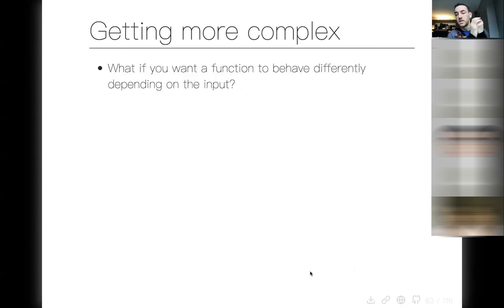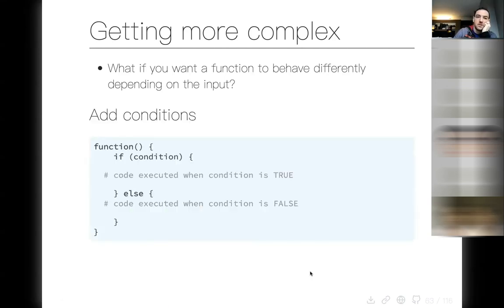Okay, so getting more complex. What if we want our function to behave differently depending on the input? For example, a really common one might be, we might want it to do something if the input is numeric, and do something different if the input is a character. If we're going to do that, then we need to have conditions within our function.